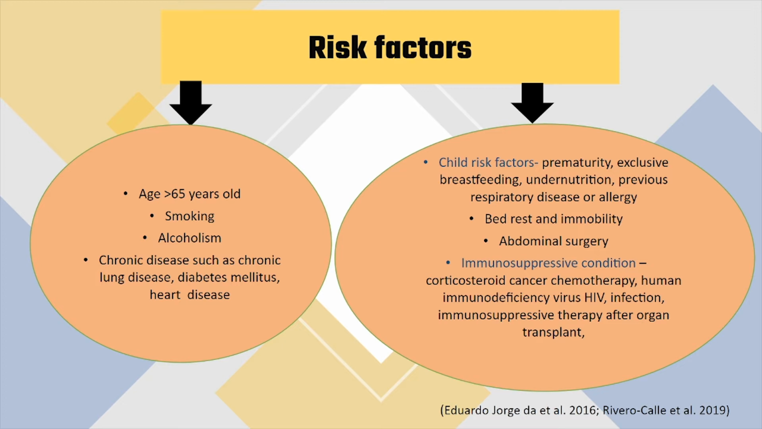There are also child-specific risk factors, which include children who are born prematurely, infants and babies, such as those who are breastfeeding, children and people who are suffering from undernutrition. Children who have suffered from a previous respiratory disease or suffer from allergies are also some risks that increase the child's chance of getting community-acquired pneumonia.